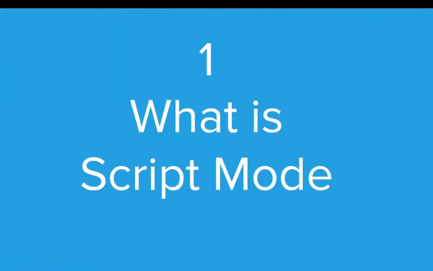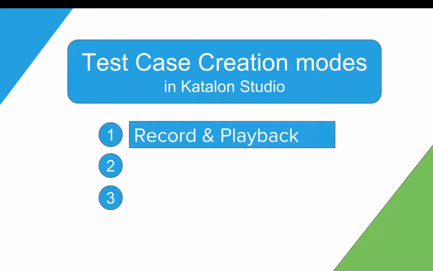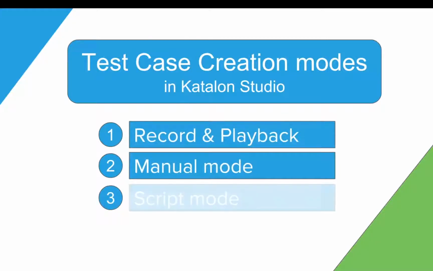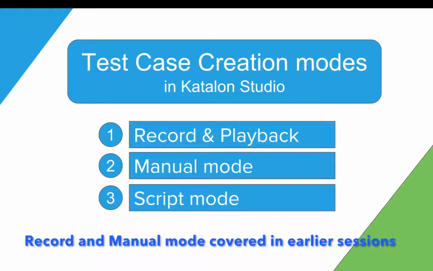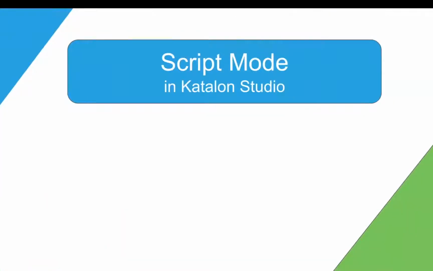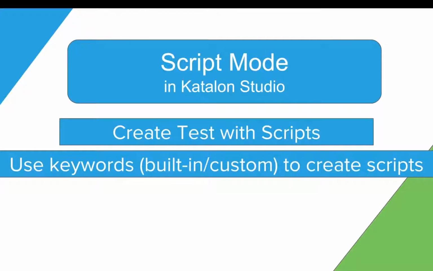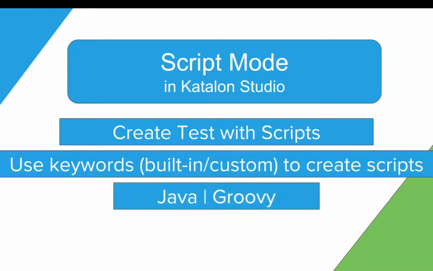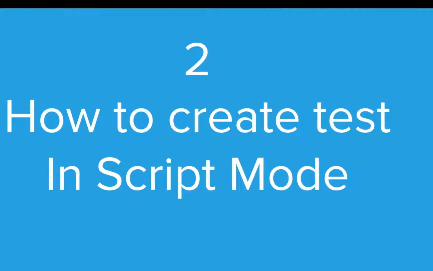Let's get started. What is script mode? In Katalon Studio, we know we have three modes of test case creation. First one is record and playback, second one is manual mode, and then we have the script mode. We have already seen and learned the record and playback and manual mode in our earlier sessions. Let us go to the script mode. So in Katalon Studio, you can use a script mode to create your test case with scripts, and you can use some built-in or custom keywords to create your scripts, and you have options for creating your scripts in Java or Groovy. So let us begin and let us see how do we create test in script mode.